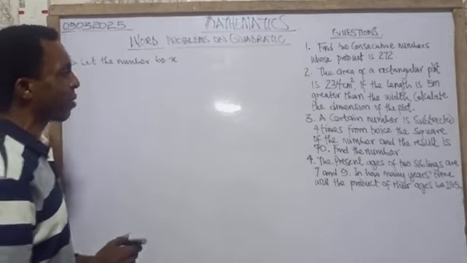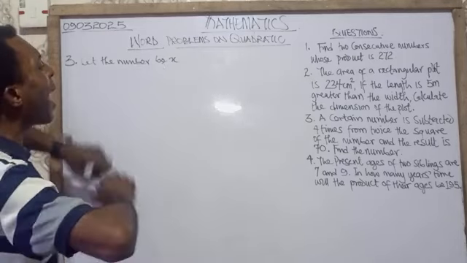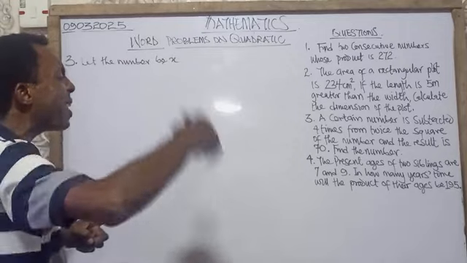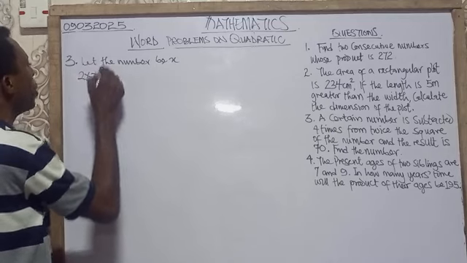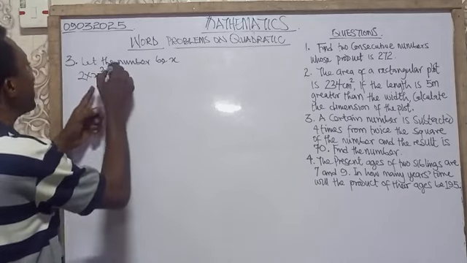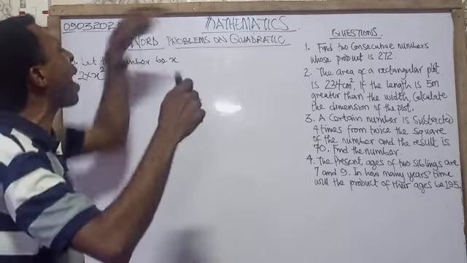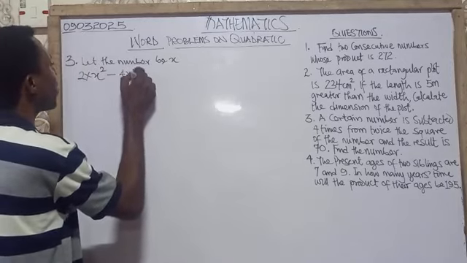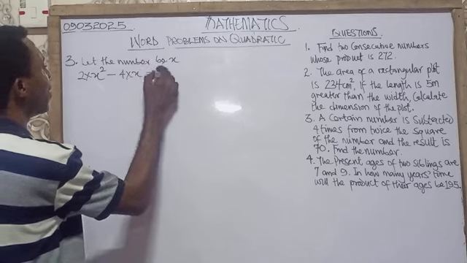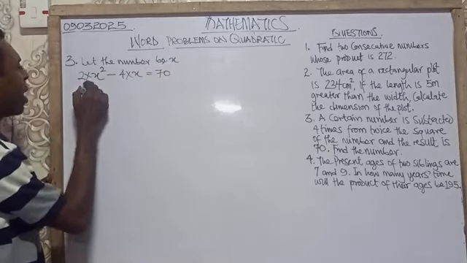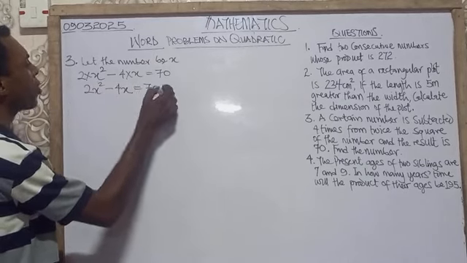Now, if the number is x, we are saying a certain number is subtracted 4 times from twice the square of the number. Twice, 2 times the square of the number. Then that number subtracted is 4 times that number. And we're told the result is 70. So what we have is 2x squared minus 4x equals 70.